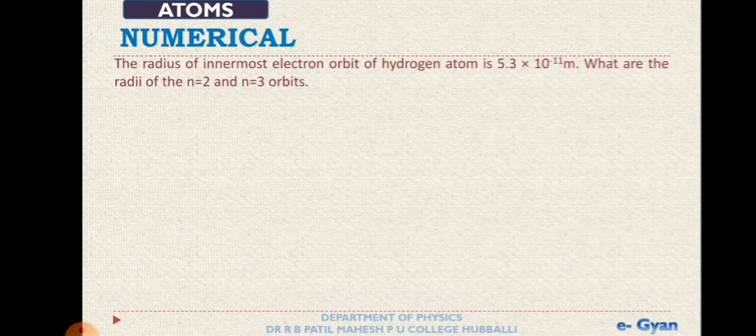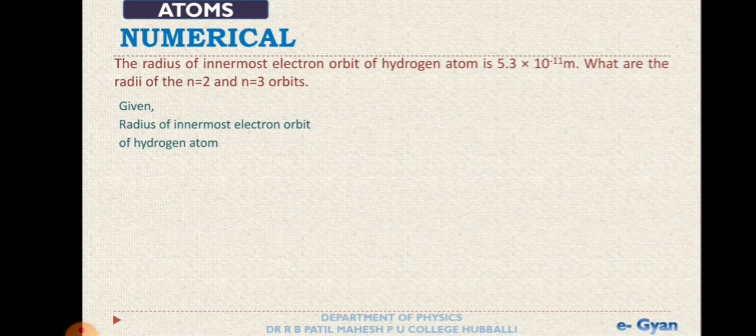Let's go on with the first. The radius of innermost electron orbit of hydrogen atom is 5.3 × 10^-11 meter. What are the radii of the n = 2 and n = 3 orbits?